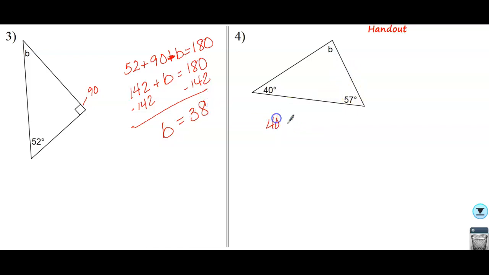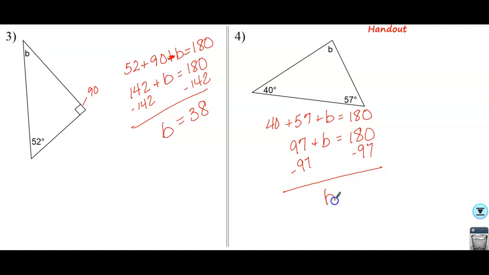Likewise over here, 40 plus 57 plus b equals 180. 40 plus 57 is 97. Subtracting 97 from both sides gives us b is equal to 83.